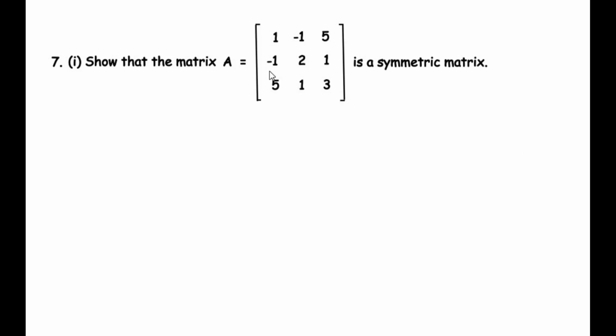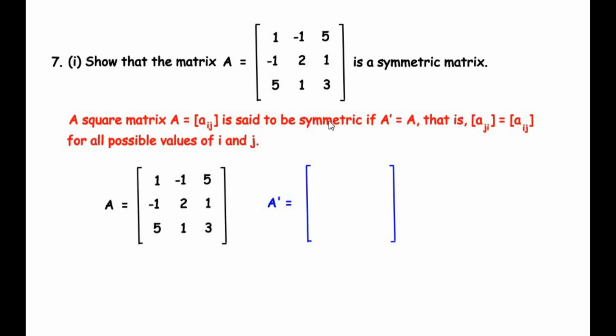Before we begin solving this question, let us first understand what a symmetric matrix is. A square matrix A is said to be symmetric if A transpose is equal to A, which means a_ji, you can see we have interchanged the rows and columns, is equal to a_ij for all possible values of i and j. So if we take the transpose of a given matrix, the transposed matrix should be exactly identical to the given matrix.